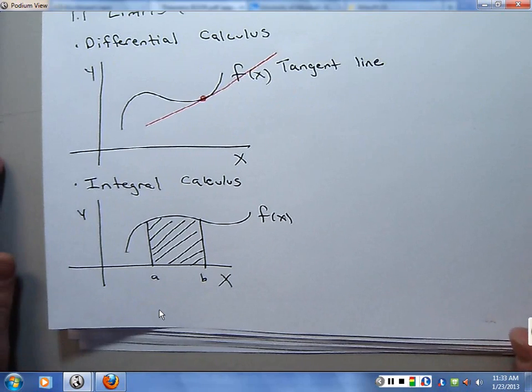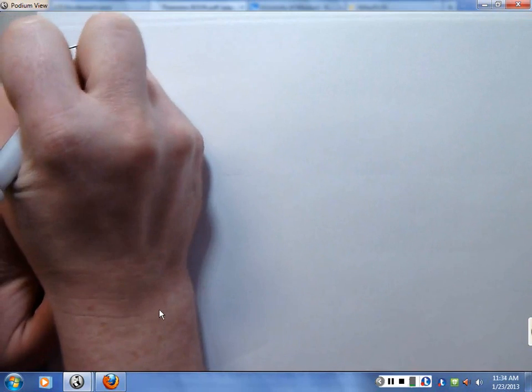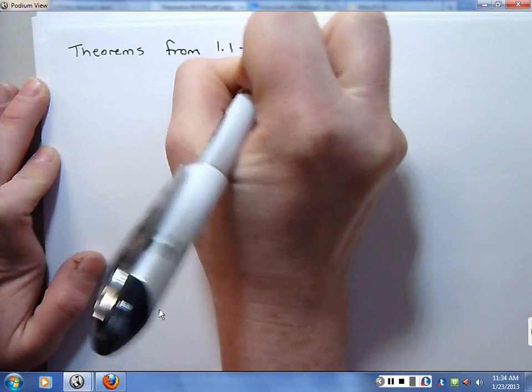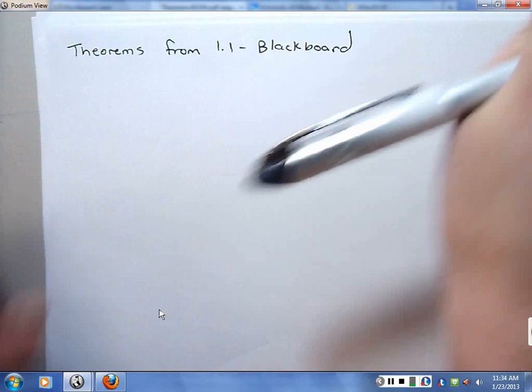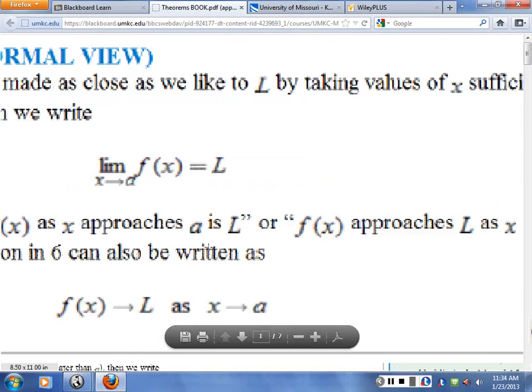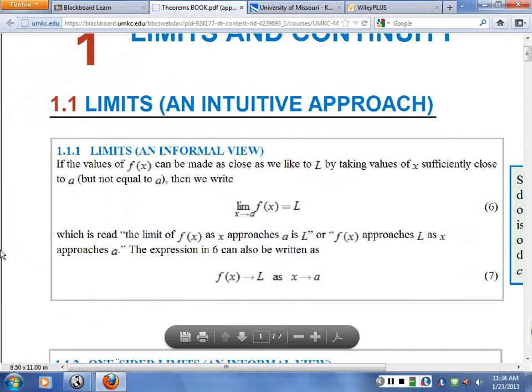So let's look at 1.1 in more detail. So let's look at theorems from 1.1, and of course this is on Blackboard. So if you want to print that off, you'll actually have the copy. But I'm going to pull it up. Okay, so the first theorem we have on 1.1 is this informal view of the limit. And this is just more linguistics than actually calculus. So this symbol means the limit as x is approaching a of a function equals L. So they can kind of tell you how to write it.